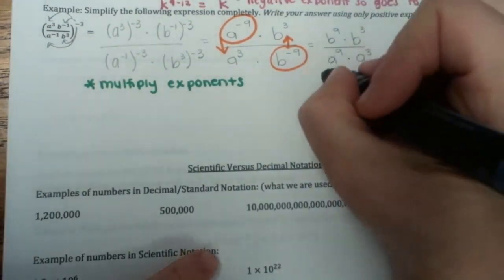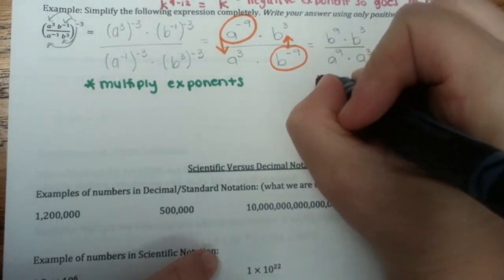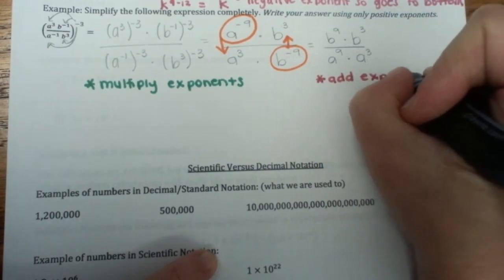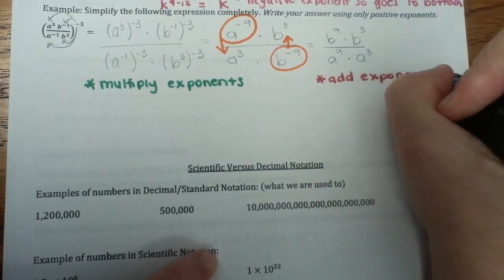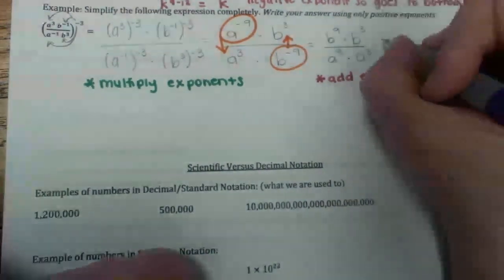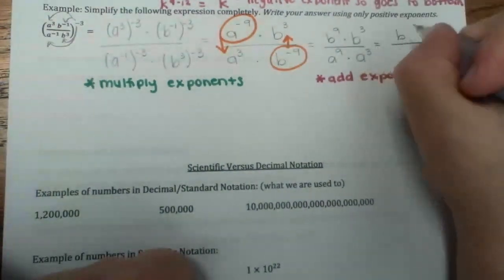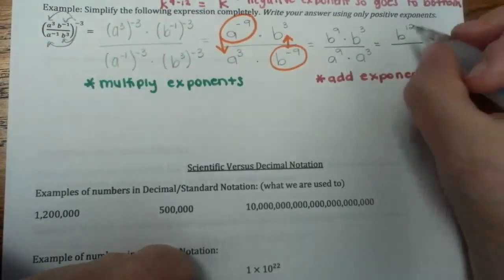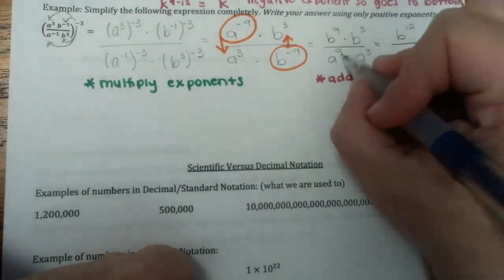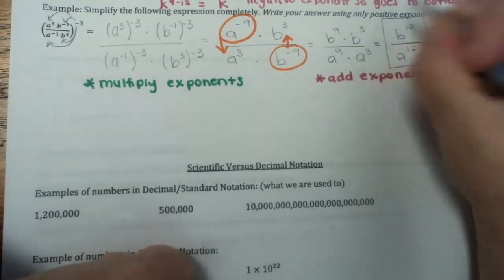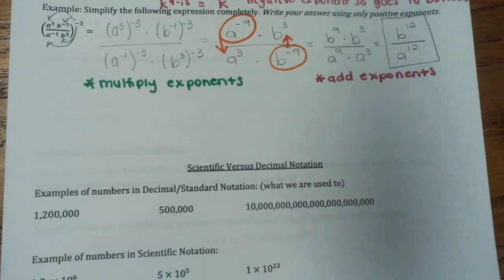So now let's combine some like terms. We can combine our b's, combine our a's. They are being multiplied, so that means we can use our product rule. We can add our exponents. So we have b up top. Adding our exponents, 9 plus 3 would give us 12. On the bottom, a, 9 plus 3 would also give us 12. All of our like terms are combined. Our exponents are positive. Final answer, b to the 12th divided by a to the 12th.